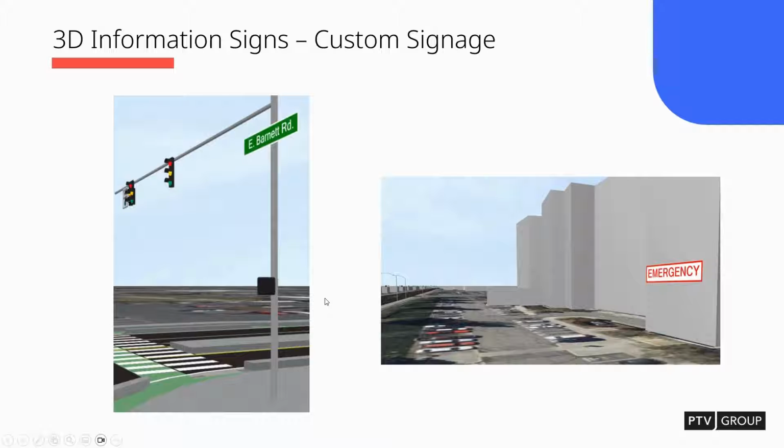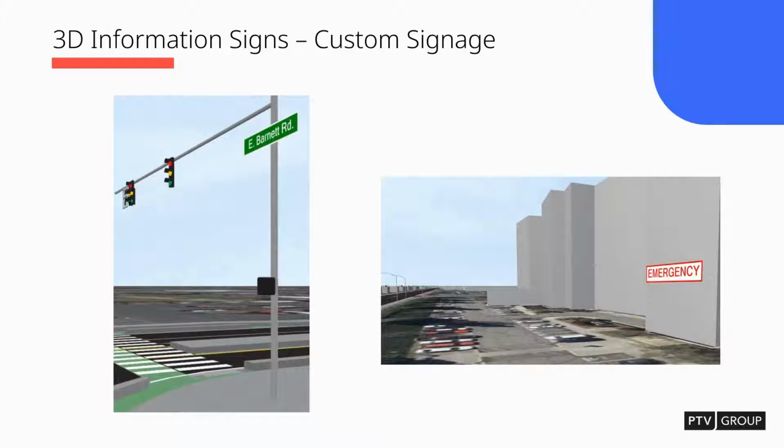So with the 3D information signs, in this model primarily, I use them as street signs and also to call out specific locations. So for example, the big gray mass next to the street, I wanted to call out that that was a hospital and that there's an emergency group there. So I put up an emergency sign as well. You can add custom text to these, so it makes it really easy so you don't have to find or create an image and then import the image as a sign. You can just type whatever you need to type.